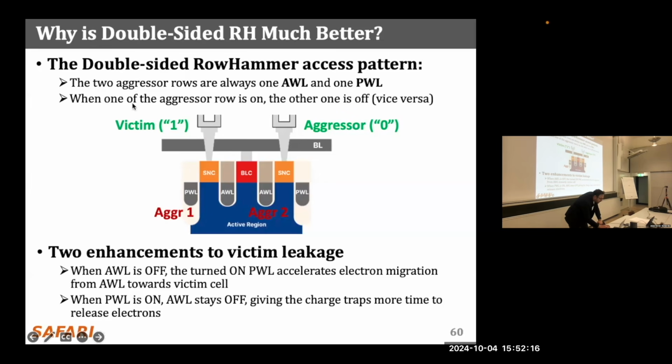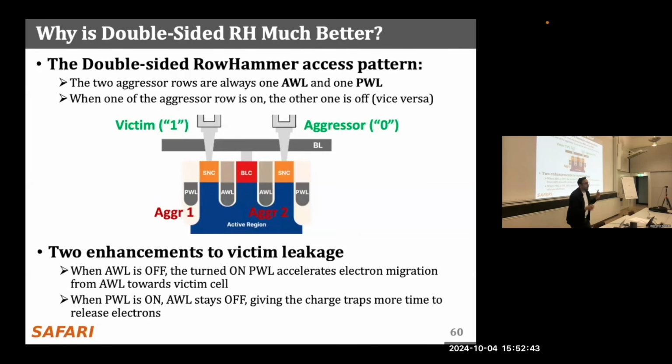But essentially, when you have these two aggressor rows, one of them is AWL, the other one is PWL. One aggressor row is on, the other one is off. Once you activate this one, you attract electrons to this side. Once you activate this, you attract electrons to this side, and they get stuck around the victim row, and this causes RowHammer.